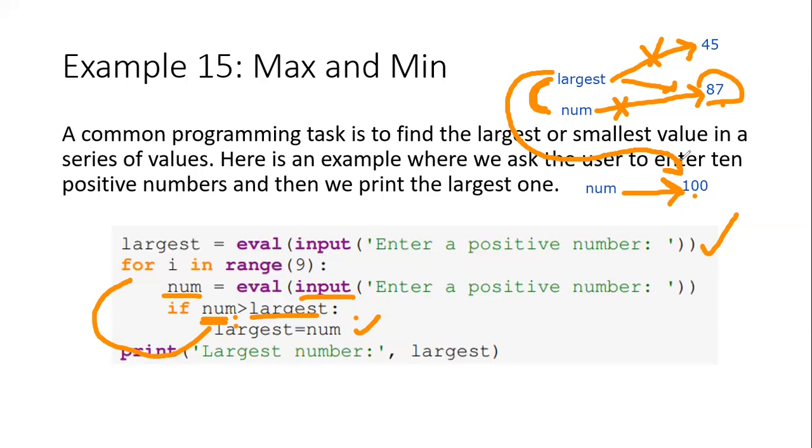Like this, it continues. What happened at the end? Largest is pointing to the largest number. That way you can find out the largest number you have entered. Is that clear?